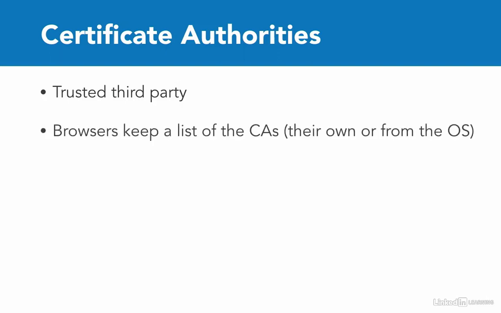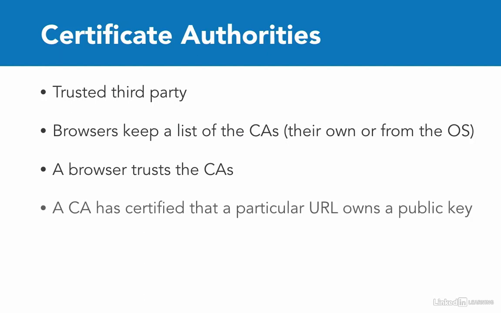The browsers are going to keep a list of the certificate authorities, either their own list or they'll borrow one from the operating system. A browser is going to trust those certificate authorities, and since a CA has certified that a particular URL owns a public key, a browser knows that it can trust the public key.